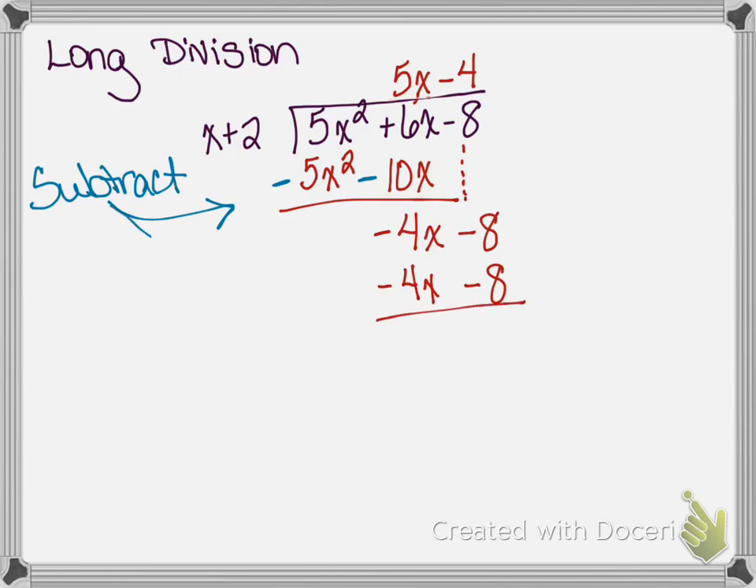What am I doing here? Subtracting. So I have to change my sign. What's minus a negative? Good. Minus a negative is a positive. So that becomes positive 4x, and this becomes positive 8. So negative 8 and positive 8 is 0. Negative 4x and positive 4x is 0. So my final answer to this is 5x minus 4. Okay?